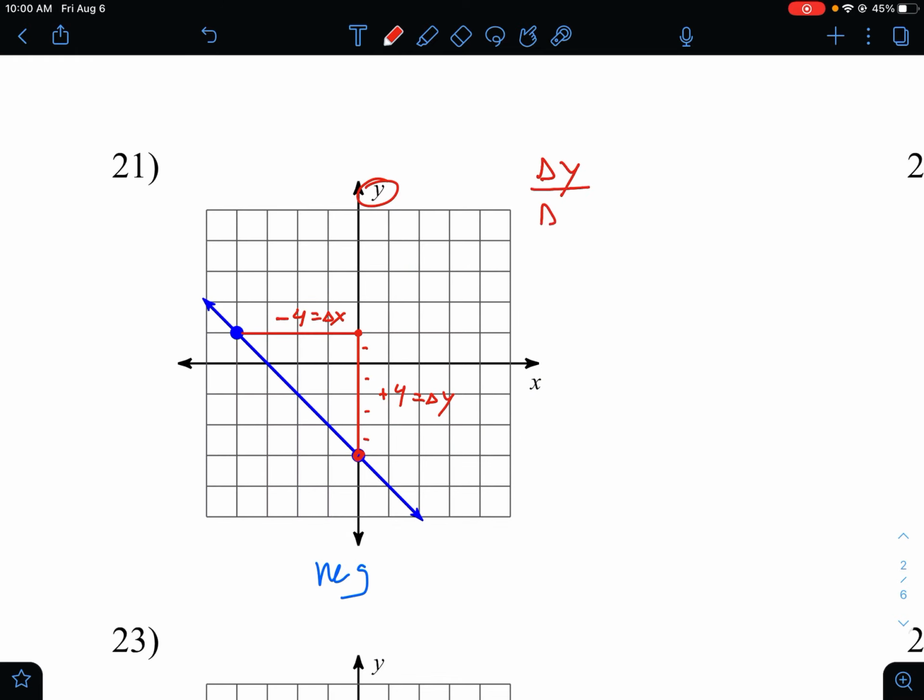So change in y over change in x is going to give me 4 over negative 4, which if you plug that in on your calculator, or you should be able to hopefully do that in your head, you get a negative 1. So your slope here should be negative 1.